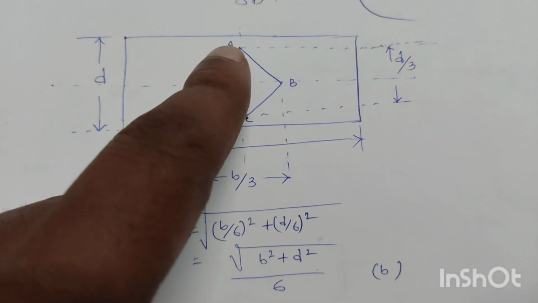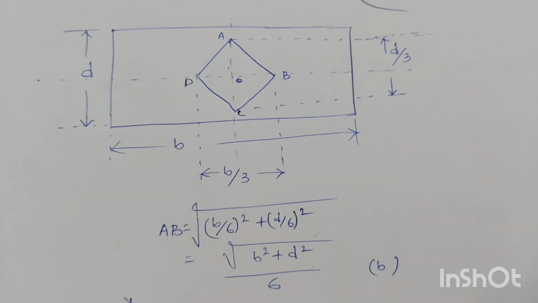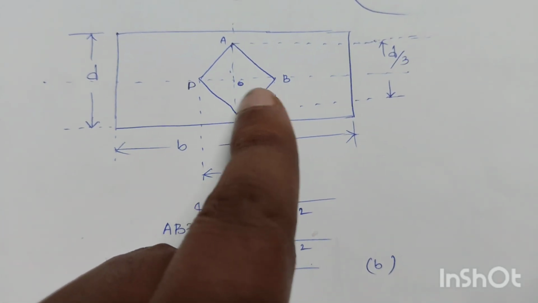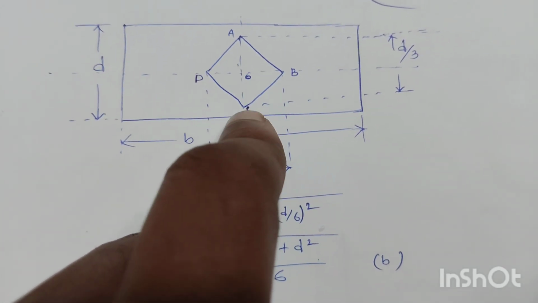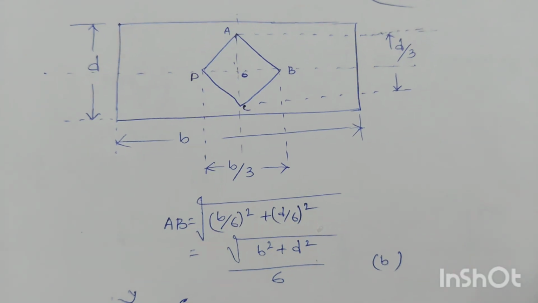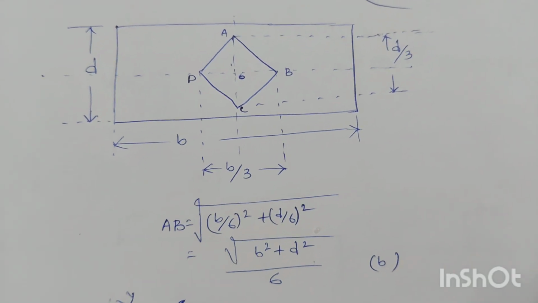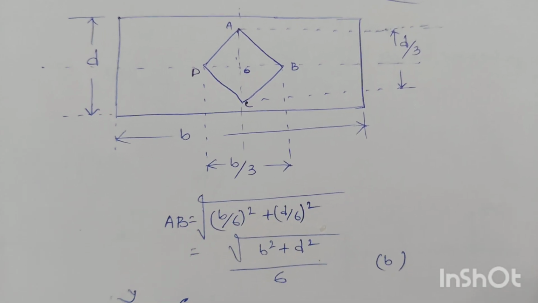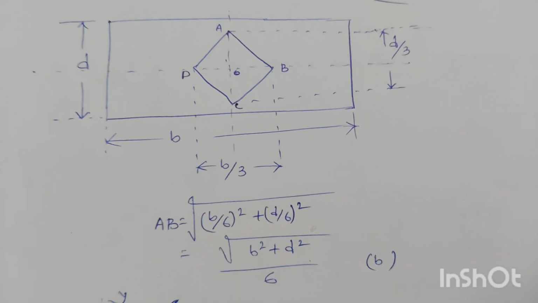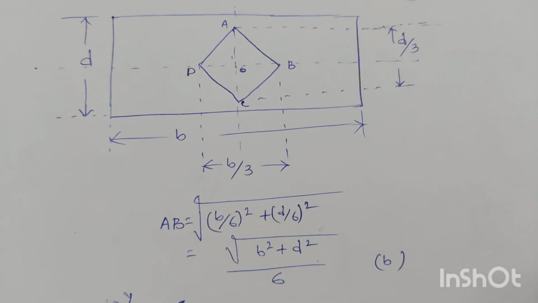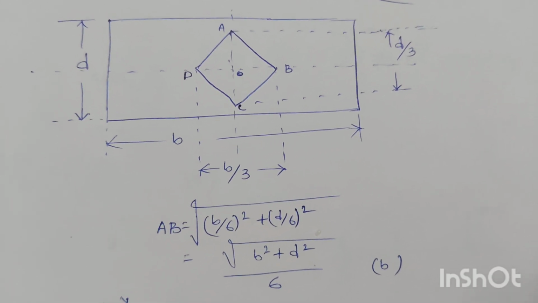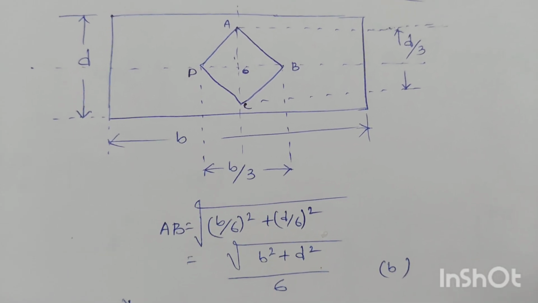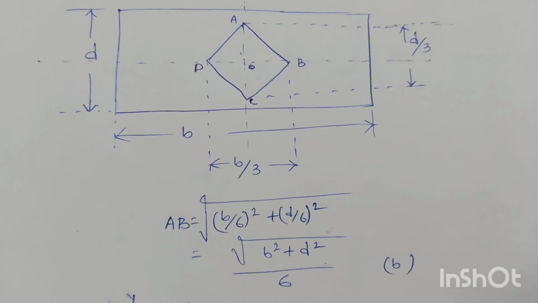Suppose for side AB, its length will be equal to half of BD, that means OB, and half of AC, that means OA. So OB will be equal to b by 6 and OA will be equal to d by 6. AB is the hypotenuse, so AB will be equal to root over of (b by 6) square plus (d by 6) square, and if we calculate the final value, AB will be equal to root over (b square plus d square) divided by 6. Then B is the right answer.